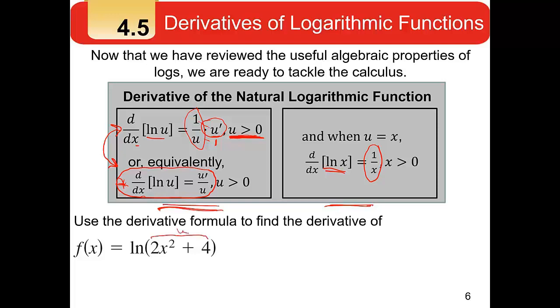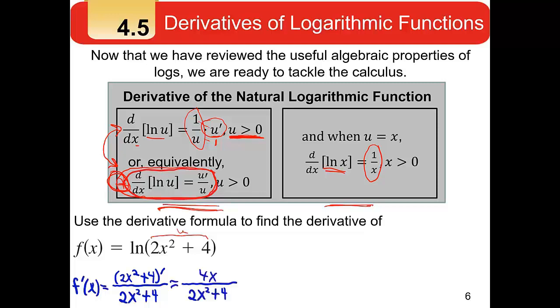You're going to think of that 2x squared plus 4 as being the u in the formula, and then you go back to this formula up here, and you write u prime over u. Well, u prime is the derivative of 2x squared plus 4, over 2x squared plus 4. Well, the derivative of 2x squared plus 4 is just 4x, so the derivative is 4x over 2x squared plus 4. See how simple this is?